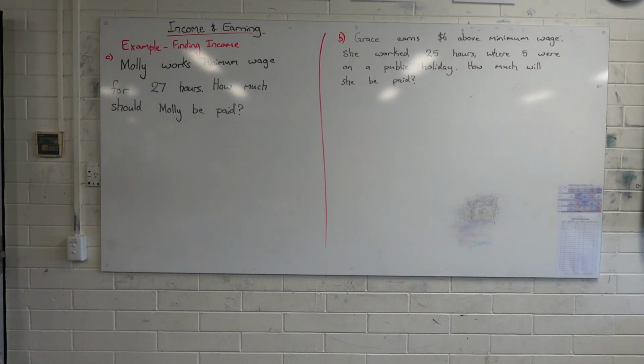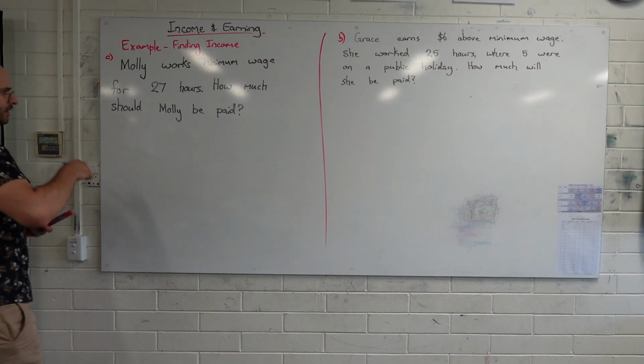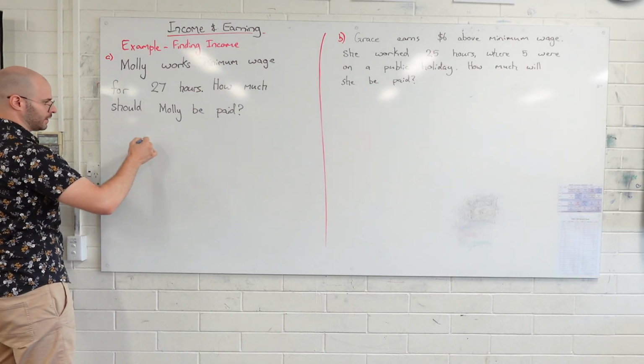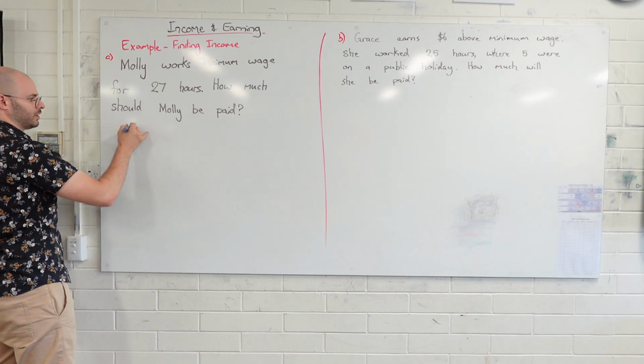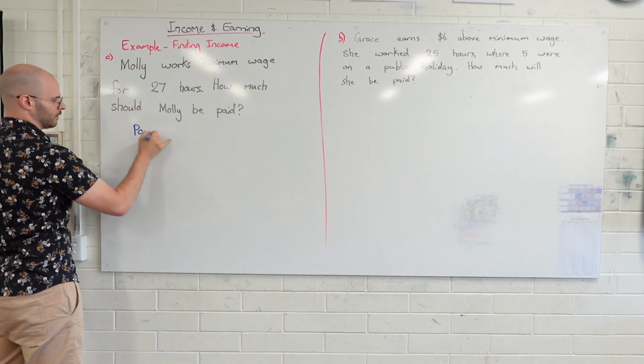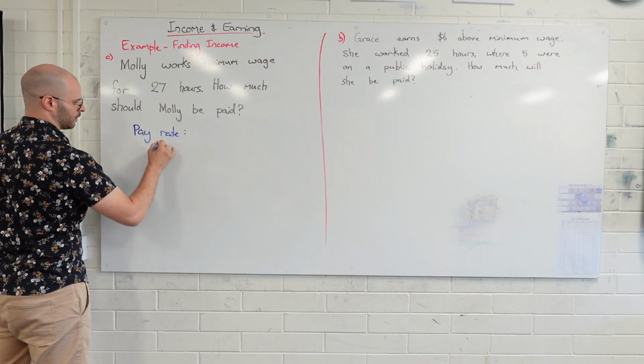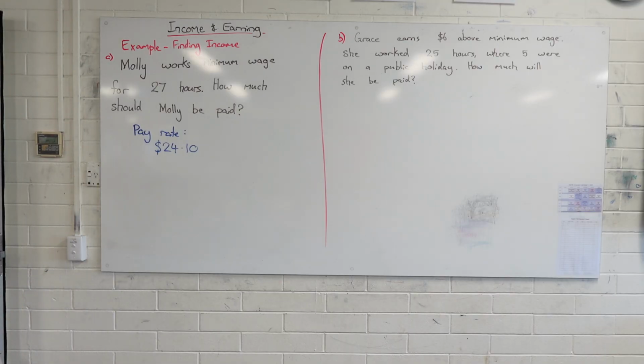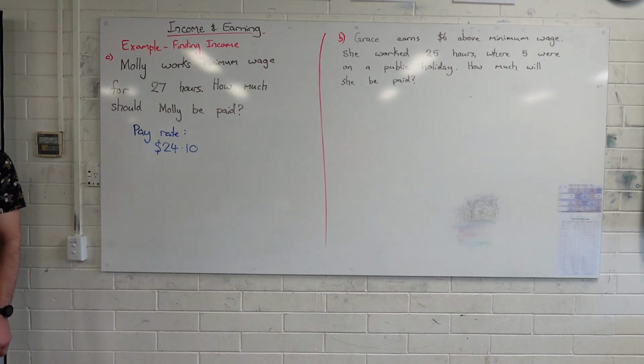First one: Molly works minimum wage for 27 hours in a week. How much should Molly be paid? Firstly, hands up if you remember, what is the minimum adult wage in Australia? Annabelle? Yeah, the minimum wage in Australia, if you're casual, should be $24.10. So to help me do this question, I'll write pay rate. $24.10. If you get paid below this and you're an adult, then it could be that you're being underpaid.